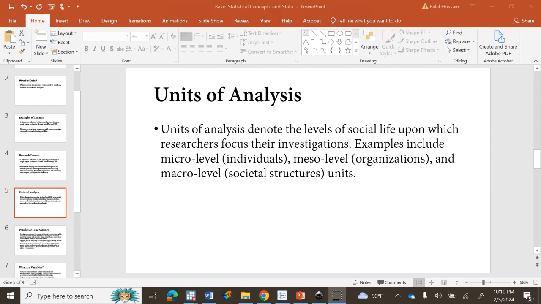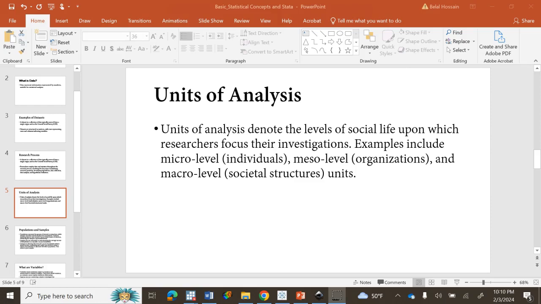But the data could be from organizations, like different companies. Like you may collect data from different companies. So that would be their level, how much they sell, for example. It's not about the individual, it's about the organization, about the company.